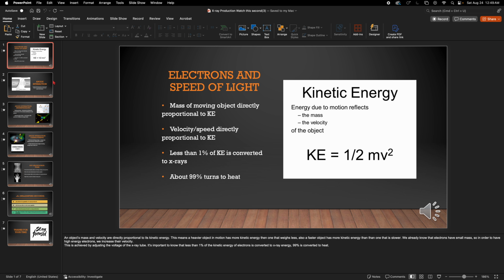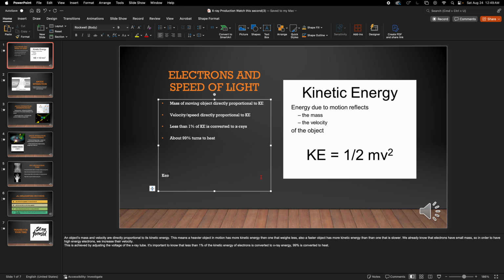And so the basics of this would be mass, velocity, kinetic energy, where things moving faster, things that have a higher velocity, have a higher kinetic energy. Remember that kinetic energy is energy in motion, right? So if something's moving, it has kinetic energy. So electrons moving from the cathode to the anode have kinetic energy, right?